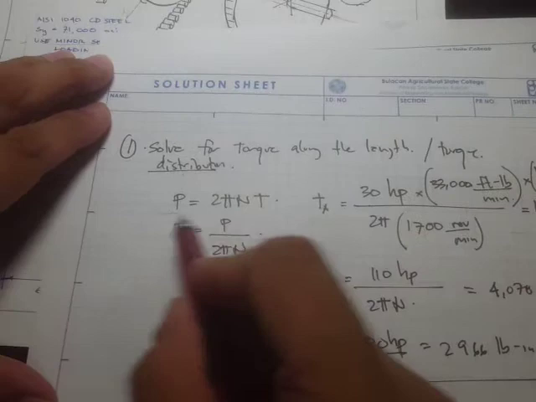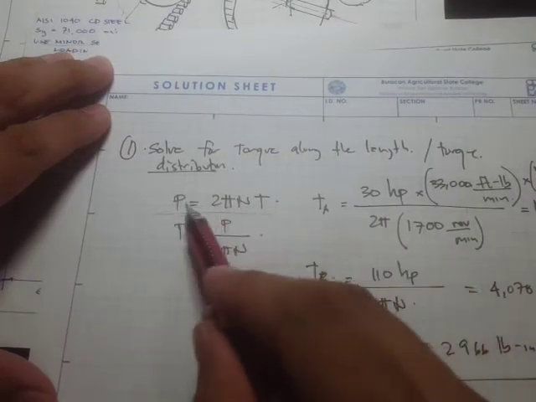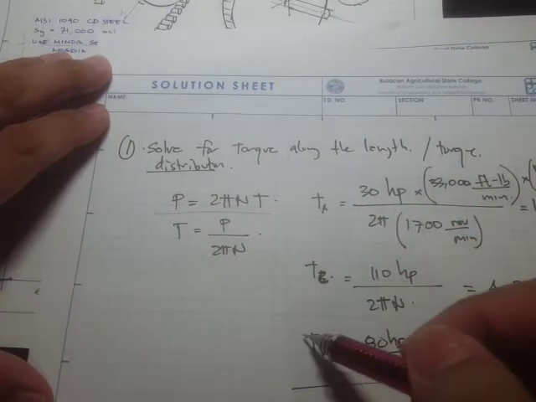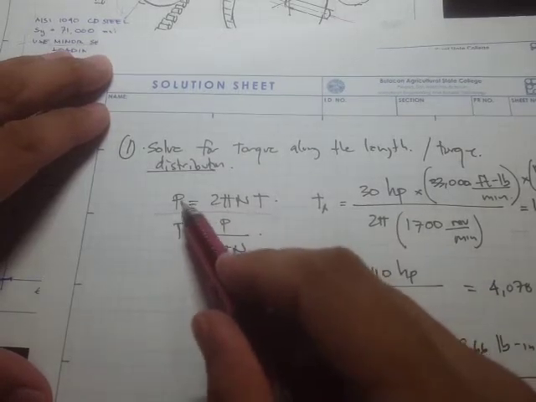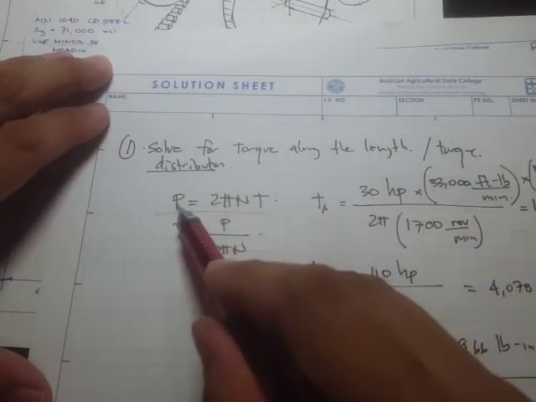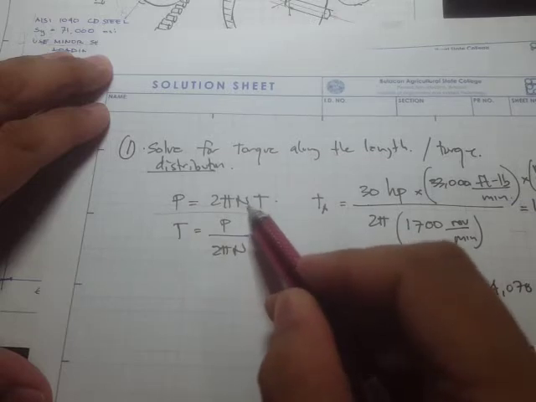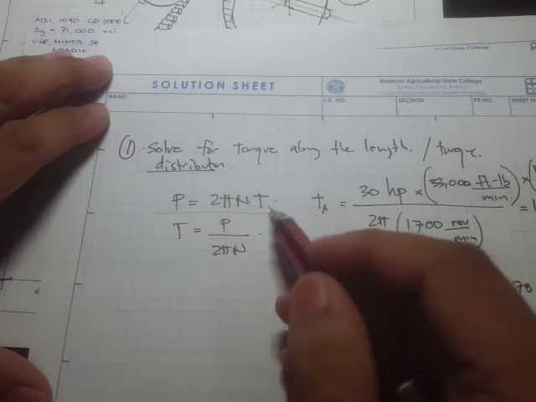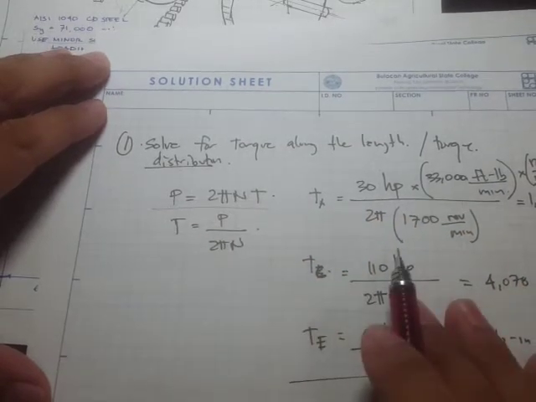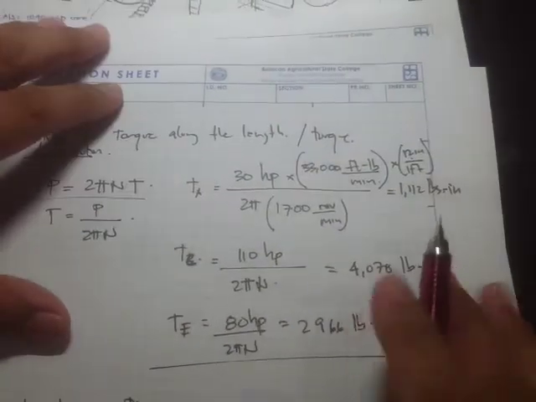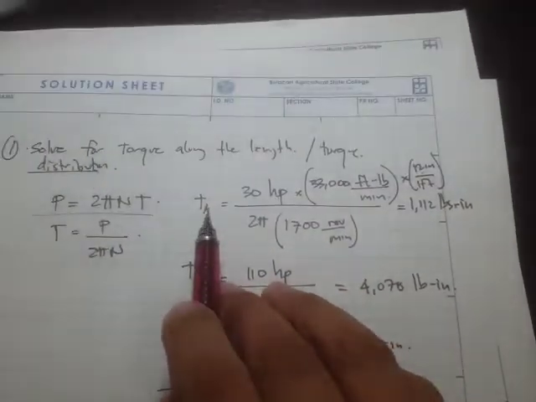Okay, so the torque will come from this equation, P is equal to 2 pi n T. Because the power is given and the shaft RPM is also given, we can solve for the torque. So the torque is equal to P all over 2 pi n. Okay, so let's compute the torque at A.